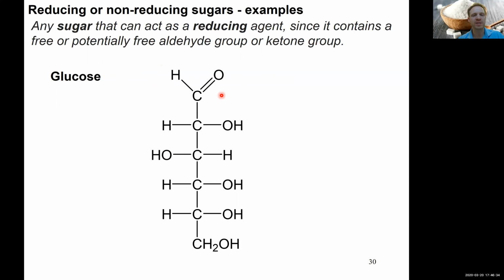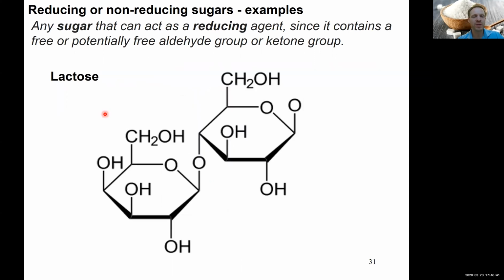It gets a bit more complicated when you think about disaccharides or higher order polysaccharides. One example here is our lactose. So is this now a reducing sugar? Your first immediate answer might be no, because you don't see a free aldehyde or free ketone group. But we also said it can be a potentially free group. So the question we have to ask for this molecule here is, does it have a potentially free aldehyde group?